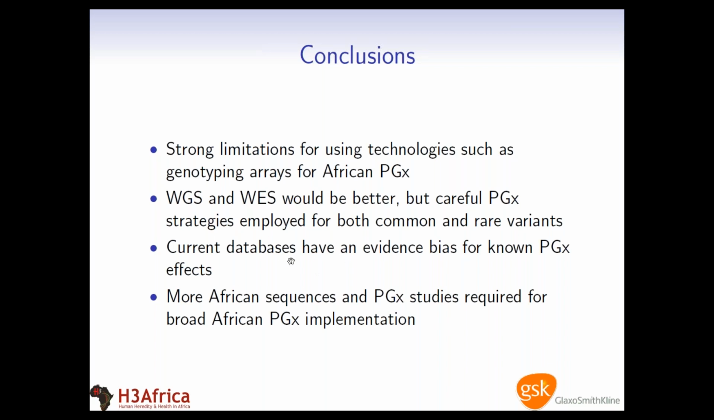And that is based on the variants we have a lot of evidence for. Current databases tend to have an evidence bias towards Europeans for pharmacogenomic effects. What we need there is more pharmacokinetic and clinical trial work in African populations to understand which African variants may have the strongest clinical effects. And overall, definitely, we need more sequencing and pharmacogenomic studies before we can implement pharmacogenomics across the African continent.